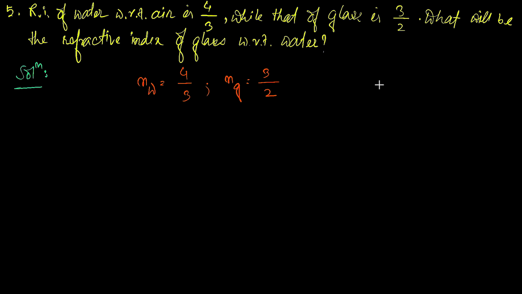Now we have to find out the refractive index of glass with respect to water. Right? So we got in our class 10 book that n21, that means we have to find out the refractive index of medium 2 with respect to medium 1.